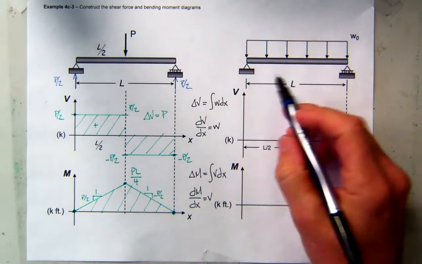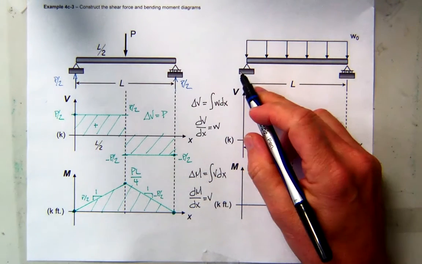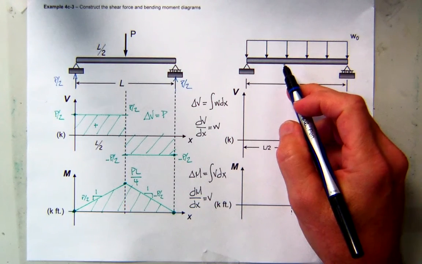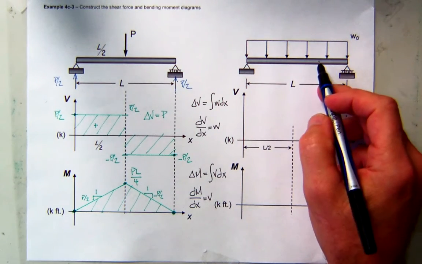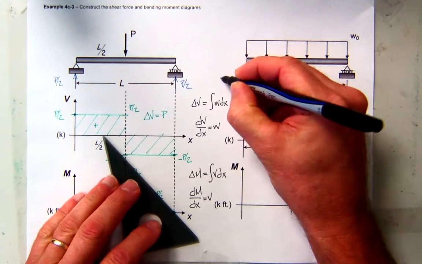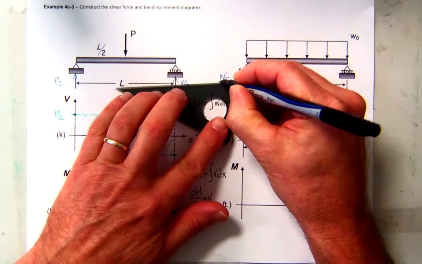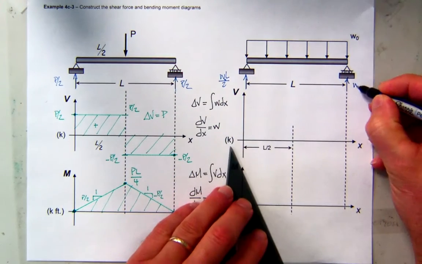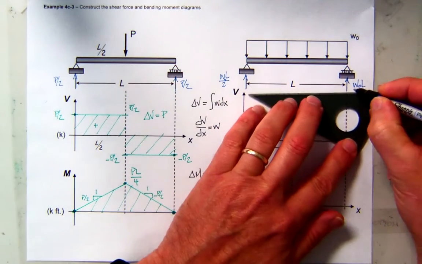So what do you think the reactions for this beam are? What's the reaction here? Probably half of the total load, right? What's the total load? W naught L. So you're going to have a force here of W naught L over 2. And over here also will be up W naught L over 2.